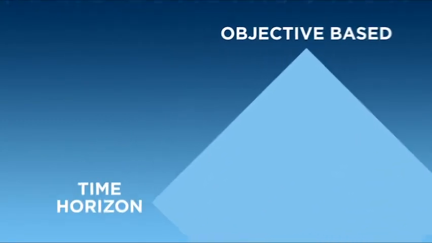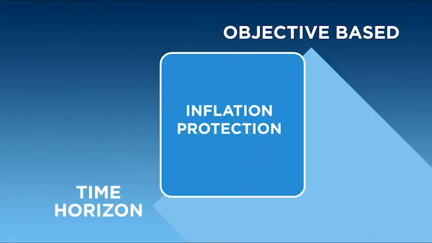The first part is around inflation. What assets will protect you from a spike in inflation over a 5-year period? And so we look at things like inflation-linked bonds, commodities and properties where rents are tied to inflation.